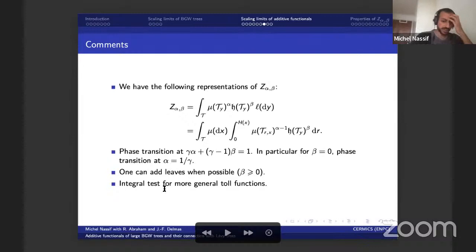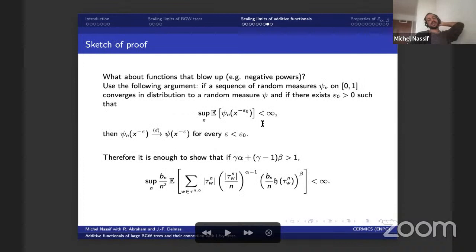And one final remark is that here I gave you the result for polynomial functions of both the height and the size, but in fact we have a more general result where one of the functions can be general. It doesn't have to be a power function, but it's a bit harder to state.